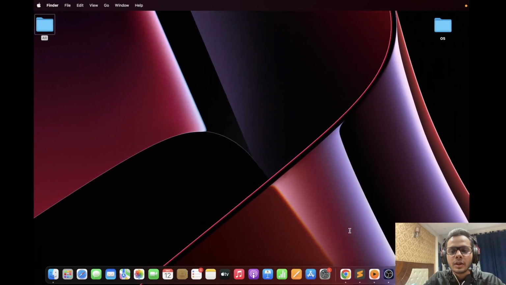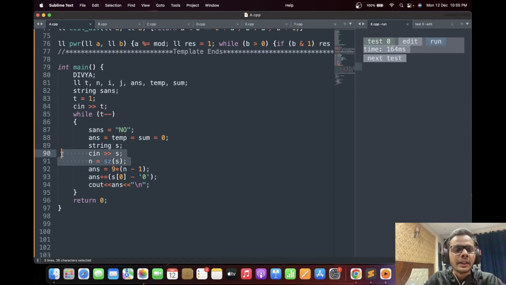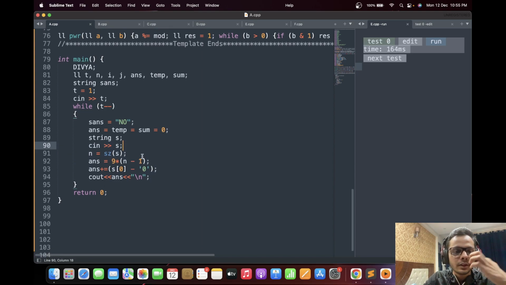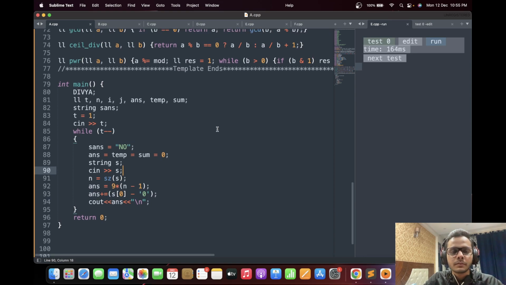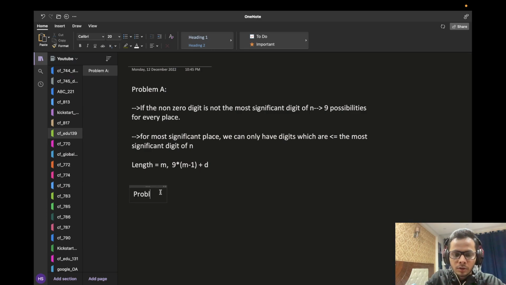Let's just have a quick look at the code. The code is pretty simple. We read in the number n as a string just to make things easier, and if n is the length of the string, then the answer will be 9 times (n minus 1) plus s of 0, which is the most significant digit, right? So yeah, this is the solution to problem A. Now let's move on. Now we'll talk about problem B.